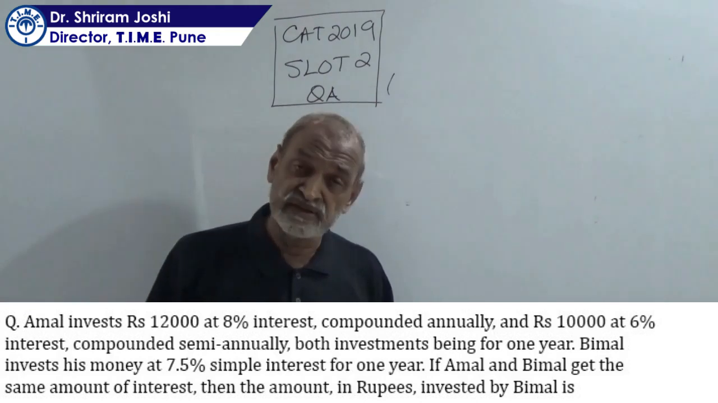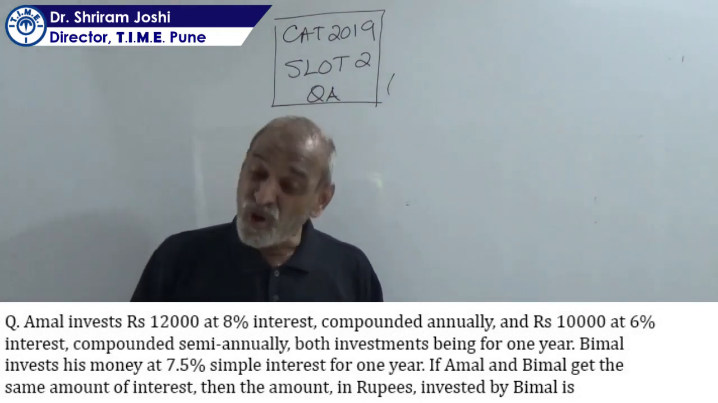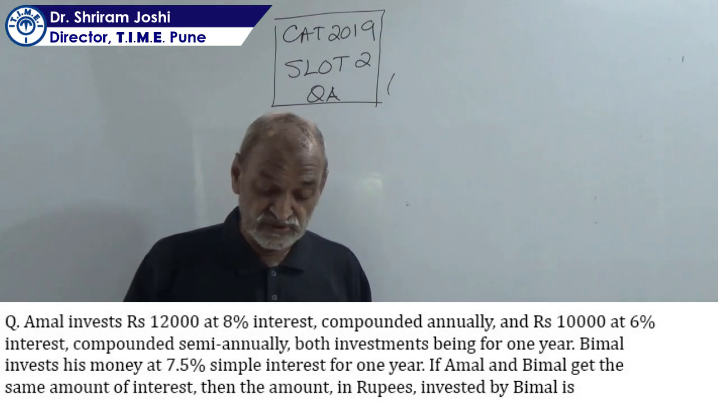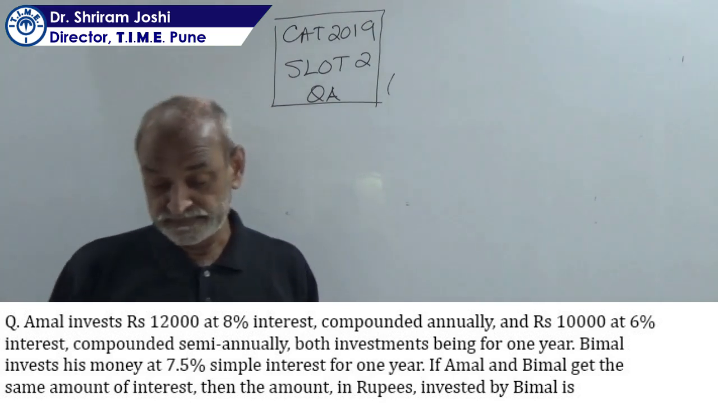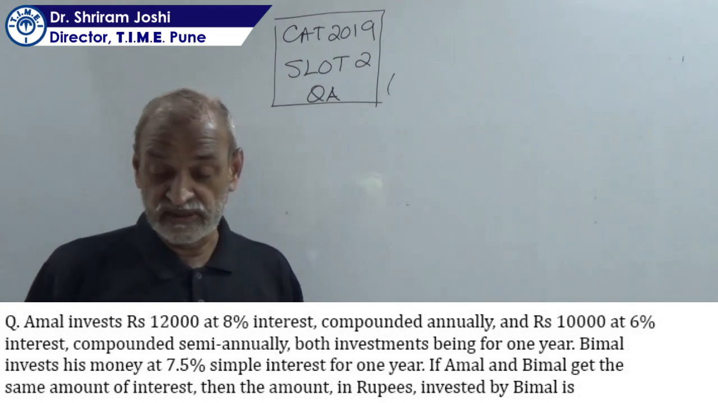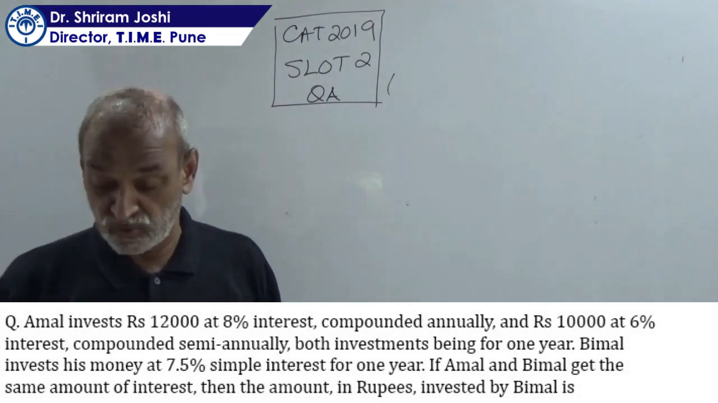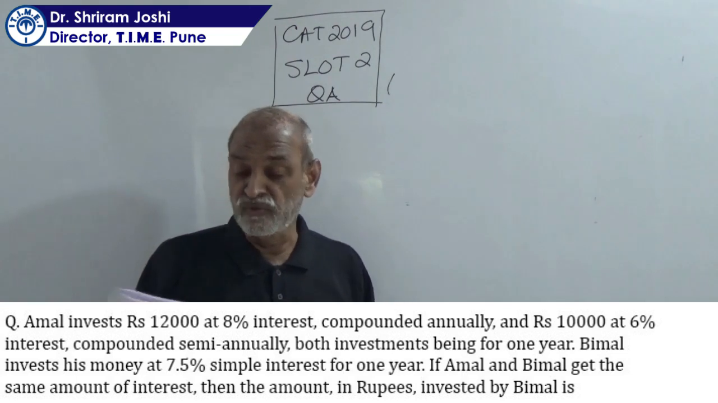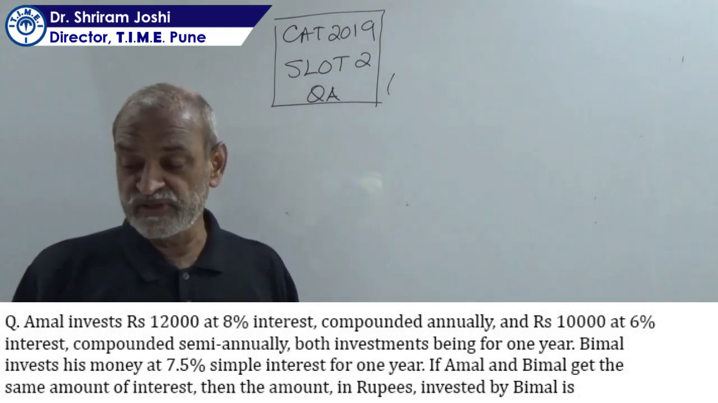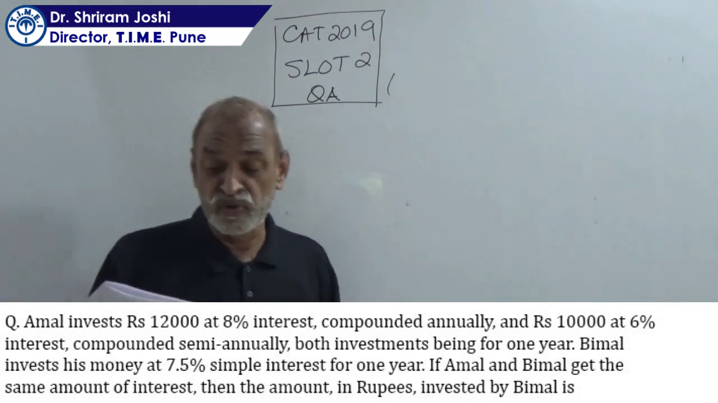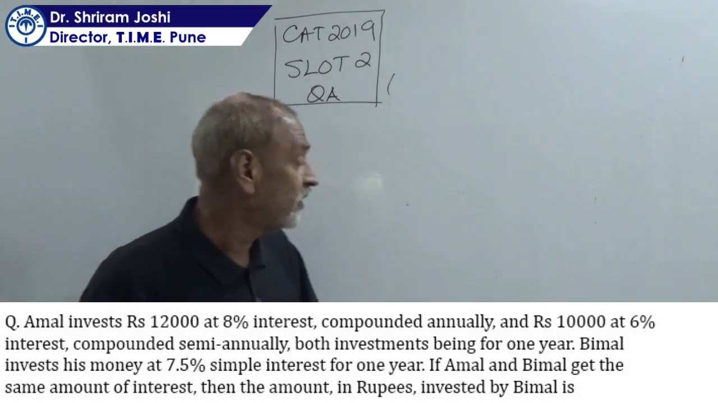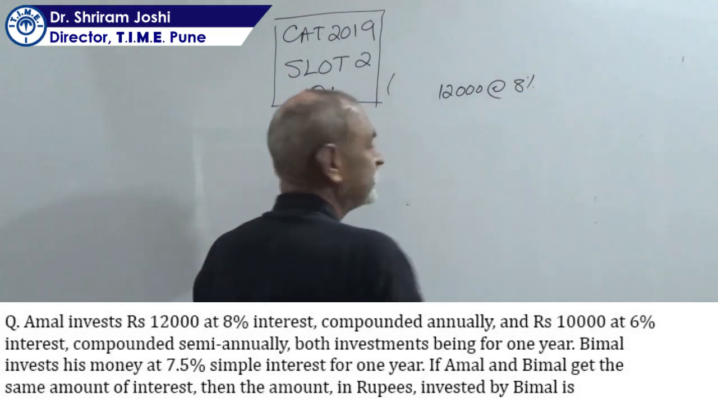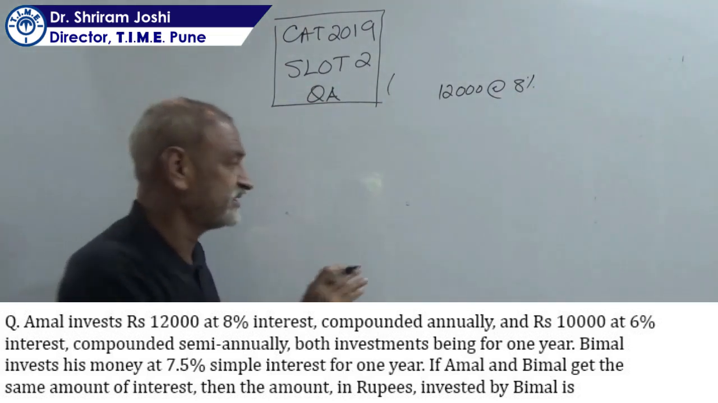Arithmetic, simple interest, compound interest, slightly long, slightly complicated question. Amal invests 12,000 at 8% interest compounded annually, and 10,000 at 6% interest compounded semi-annually. Semi-annually means the compounding will be done every 6 months. Two compounding periods per year. Both investments being only for 1 year. Oh, nice, 1 year. So compounded annually has no meaning, it's just simple interest. What a situation. 12,000 at 8%, simple interest, because compounded annually for 1 year is same as that.